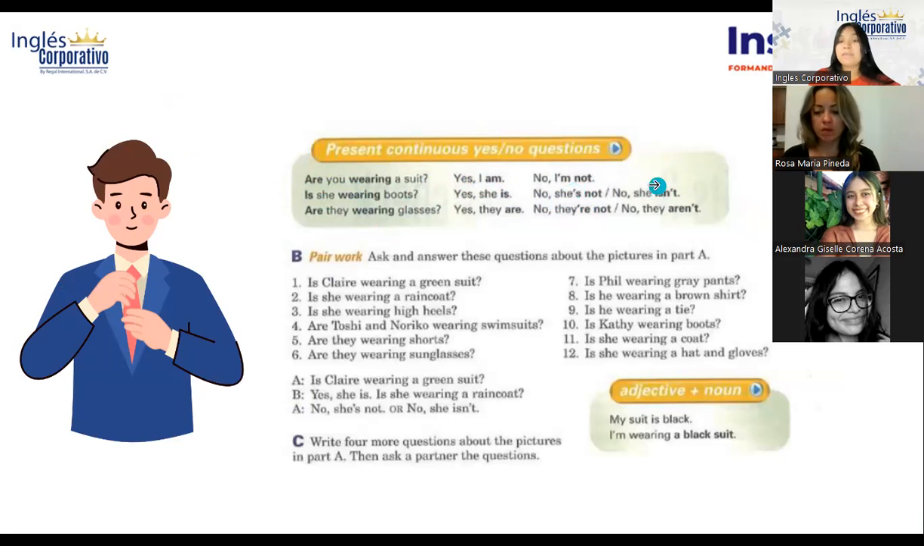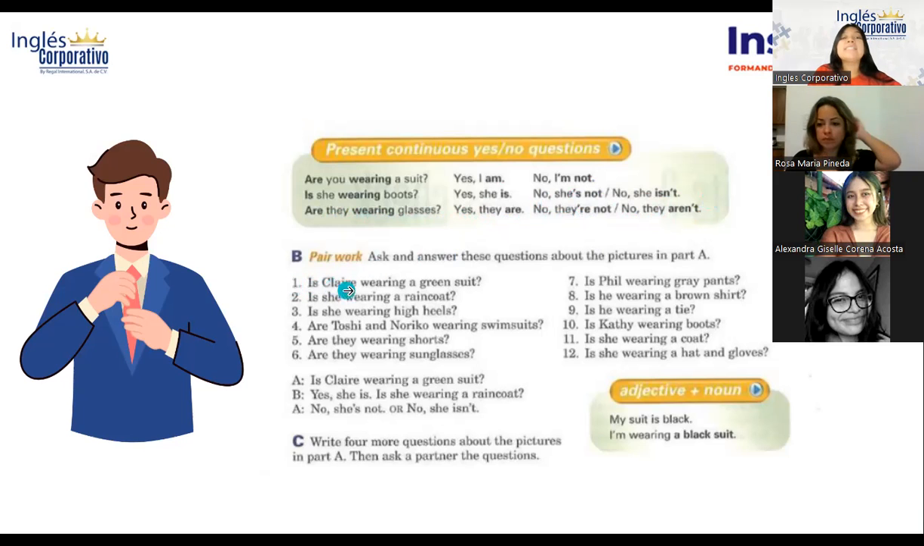Miren las dos negativas. Miren los dos tipos de contracciones que se pueden realizar. No, she's not. Or no, she isn't. Are they wearing glasses? Yes, they are. Or no, they're not. Or they aren't.